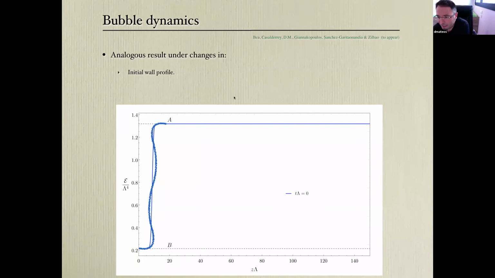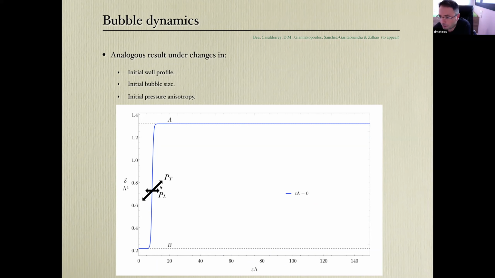You can do a similar analysis by changing the initial conditions in the sense of not just changing B, but changing the initial wall profile that you put over here. Or you can change the initial bubble size, or you can change the initial pressure isotropy, etc. And in all cases, you find that the final steady state is independent of these initial conditions. It only depends on the nucleation temperature. So once you fix that, then the entire late time dynamics of the bubble is always the same. Any questions?